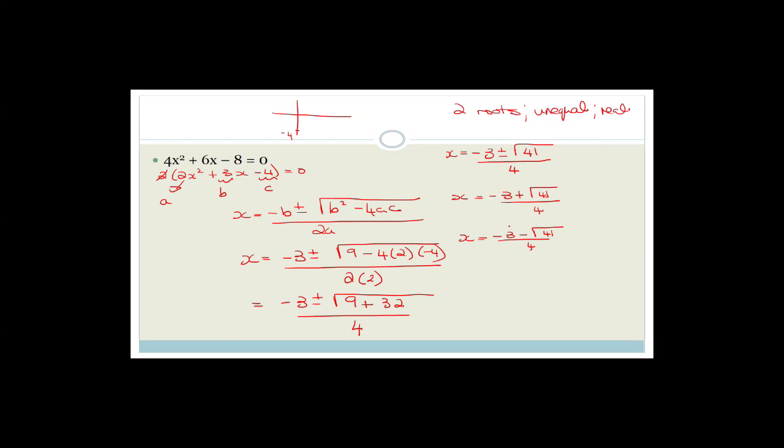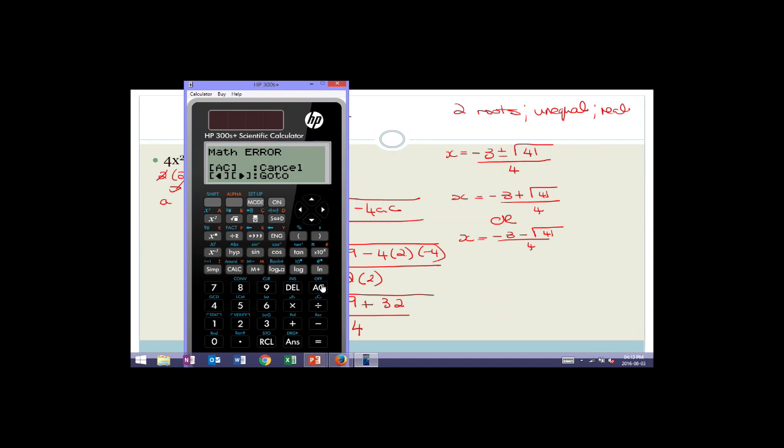In other words, could we write them as a fraction? So let's pop this into our calculator and see what we got. So we've got minus 3 plus the square root of 41, equals, divided by 4, equals, and then we press the AC button, and we get 0.8507. So you see the number carries on and on forever. So we can round this off to 0.85, but effectively this is an irrational number because it carries on forever. So therefore it cannot be written as a fraction.